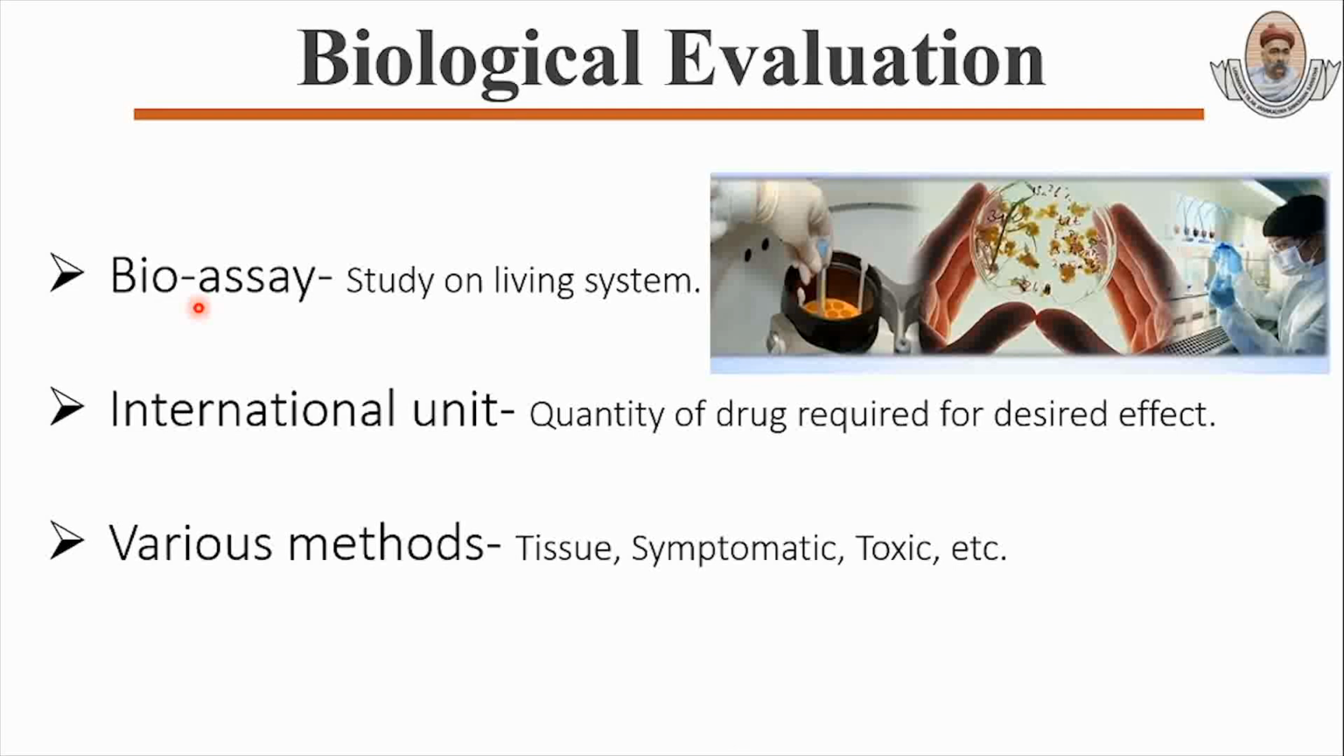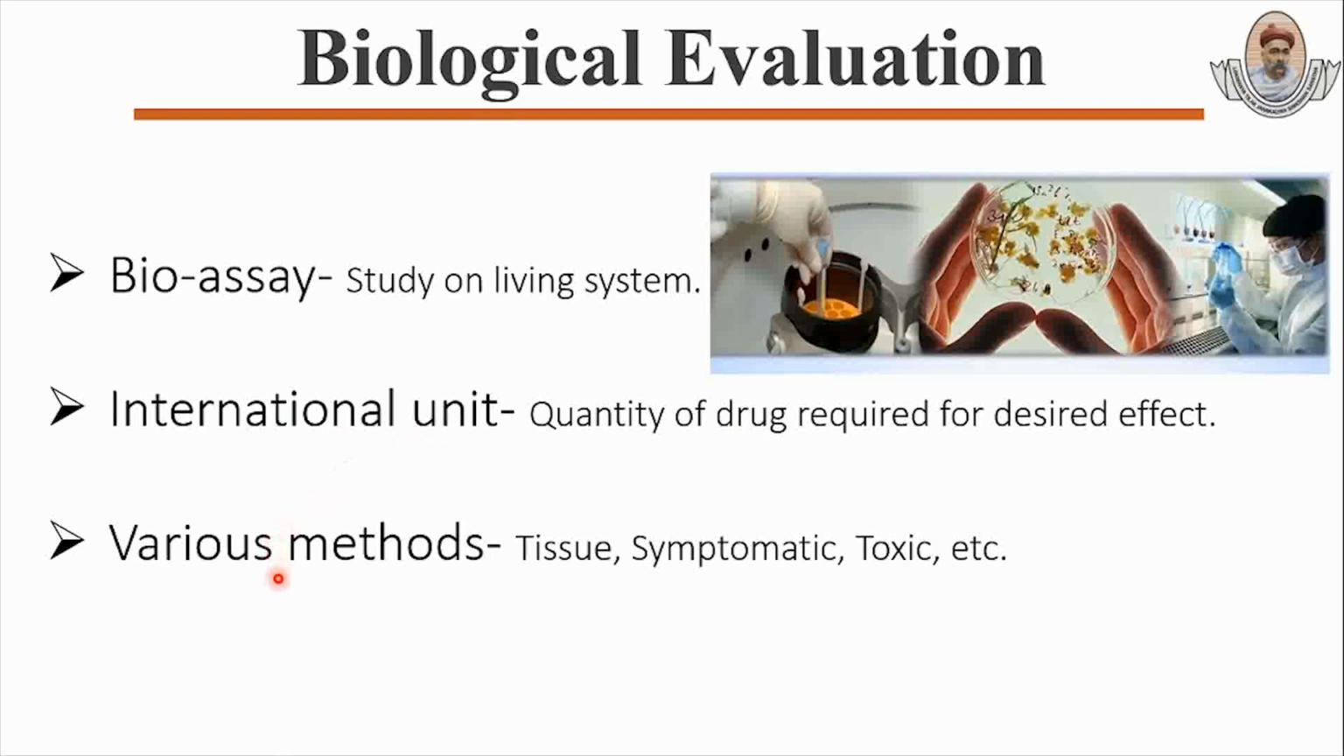In case of biological evaluation, we are going to determine the minimum amount of drug which is required to produce desired quantity of pharmacological activity, and that particular activity is performed on living system, and the particular amount of drug is represented by the term international unit. So we can say the quantity of drug which is required to produce a desired effect is nothing but biological evaluation, and that particular effect is described by the unit that is known as international unit.